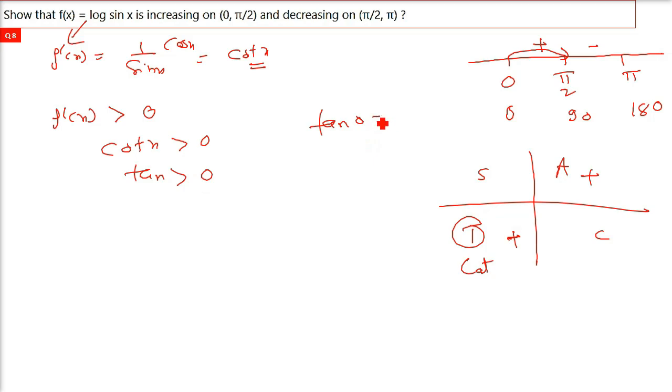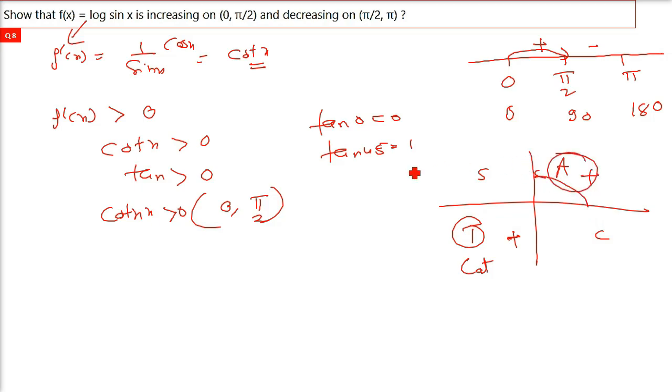So tan 0 is 0, you already know that. But we are not talking about an angle here. We are talking about the interval. So we know in trigonometry, cot x will always be greater than 0 in 0 to pi by 2, because this is the first quadrant I'm talking about. And in the second quadrant, what will it be? In the second quadrant, cot is going to be negative.